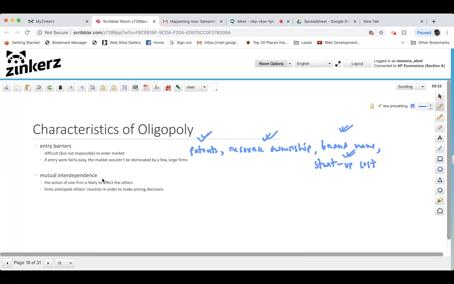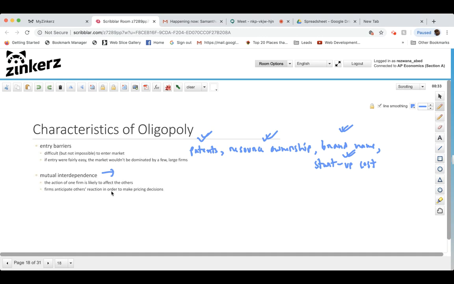mutual interdependence. Okay, because there is a small number of relatively large farms that dominate this industry, and they all have a substantial amount of market control, the interdependence among farms is a key feature of oligopoly. Okay, by interdependence we mean that the action of one farm is likely to affect the others.